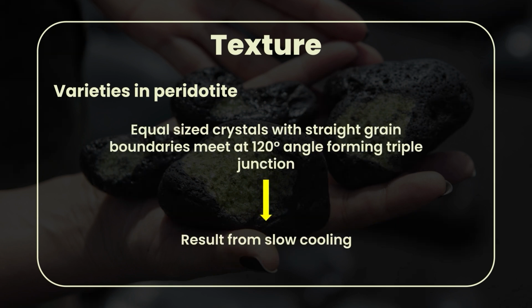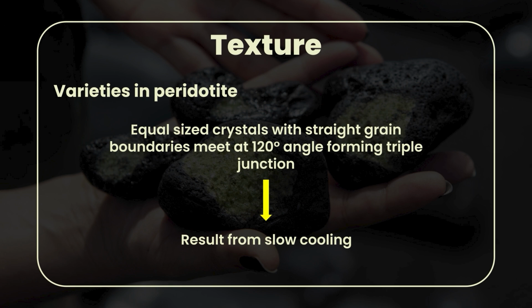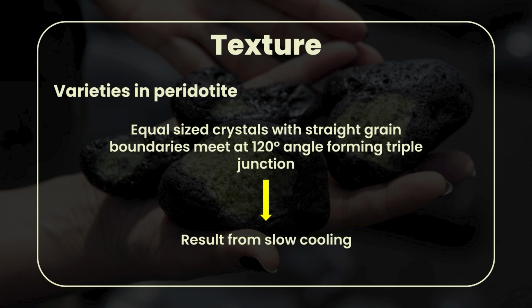Varieties in peridotite, we continue with this: equal sized crystals with straight grain boundaries meet at 120-degree angles, forming triple junctions. What are triple junctions? Triple junctions are formed when the crystals get enough time to equilibrate, and for equilibration more time is required. How do the rocks get time to equilibrate? When it cools down slowly, it forms 120-degree angle triple junctions. So, these are a result of slow cooling.